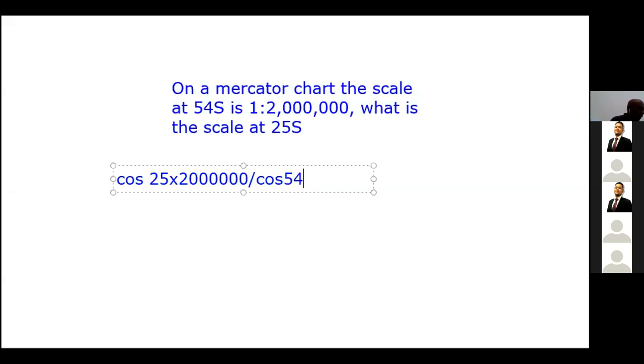Given a fixed chart distance between two meridians, find the Mercator scale at a specific latitude.